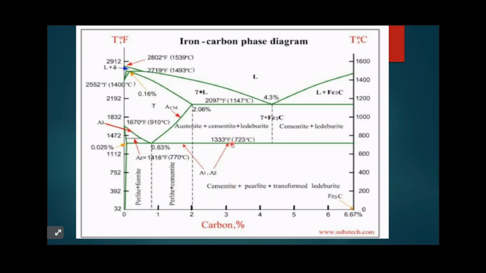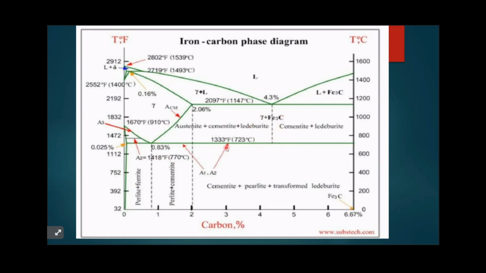When the temperature reaches 723 degrees Celsius, that is the low critical temperature, the phase structure will be converted into cementite plus pearlite plus transformed ledeburite. So these are the different phase structures of cast iron. Once again, I am repeating: up to 2 percent, the different phase structures of steel are obtained. From 2 percent to 6.67 percent, the different phase structures of cast iron will be obtained.